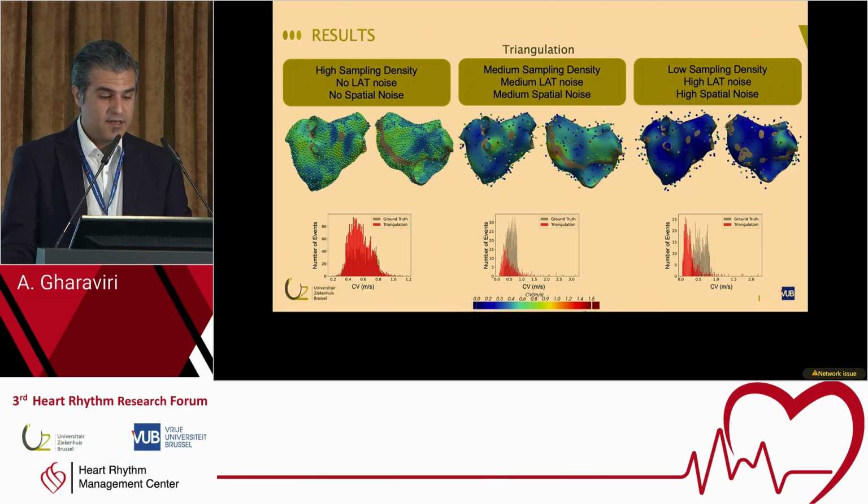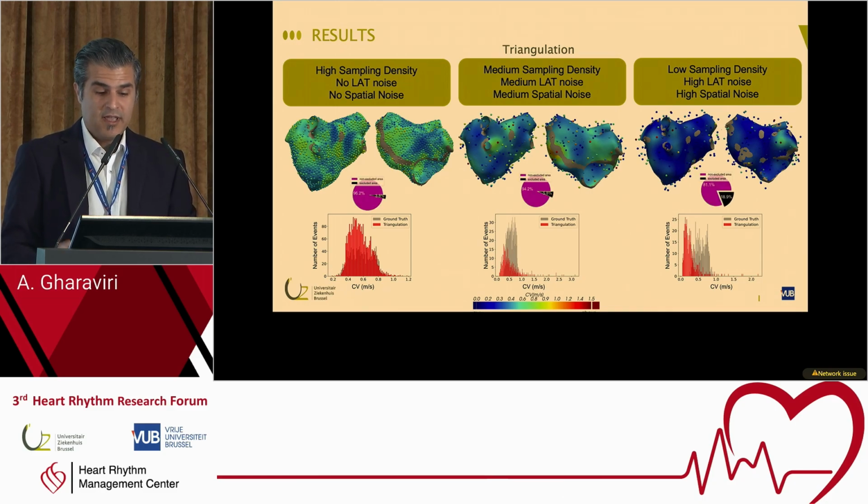In the perfect scenario, triangulation and the ground truth match very well. However, as soon as you start to increase the noise, the triangulation method starts to underestimate conduction velocity at some points, and also artificially shows a high conduction velocity. If you increase the noise further, the triangulation method fails to find conduction velocities reliably, and you see a very low conduction velocity. So it always underestimates the conduction velocities.